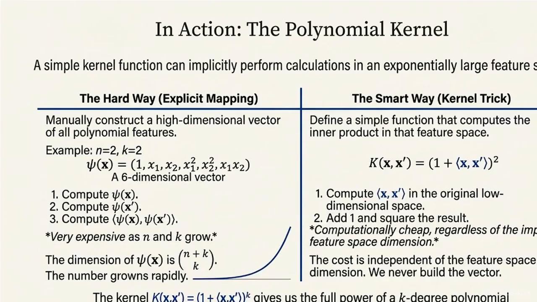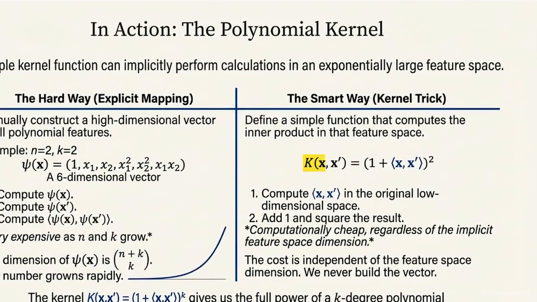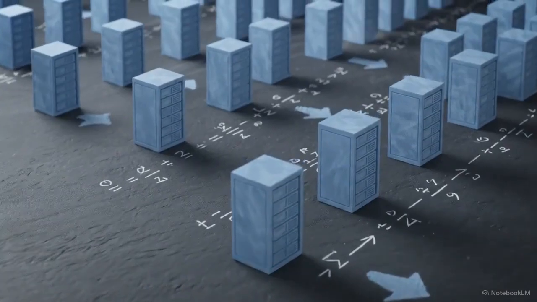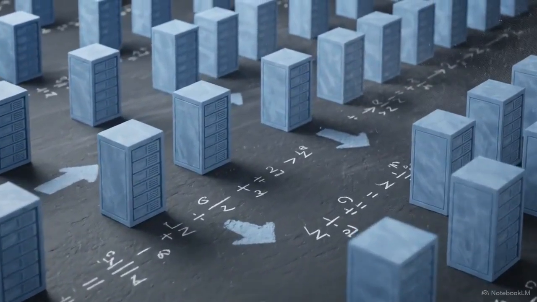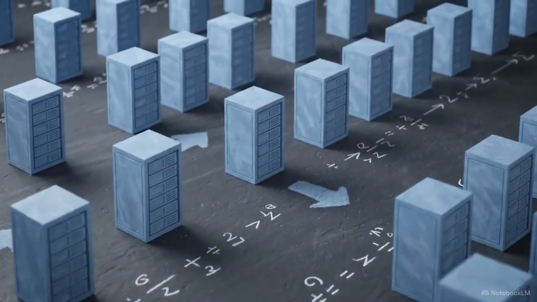This table contrasts the hard way with the smart way. On the left, manually constructing high-dimensional vectors becomes exponentially expensive. On the right, the kernel trick calculates that high-dimensional inner product directly from our original low-dimensional space, bypassing massive intermediate calculations entirely. The kernel trick mathematically simulates the predictive power of higher dimensional spaces without requiring the computer to pay the computational price to go there.